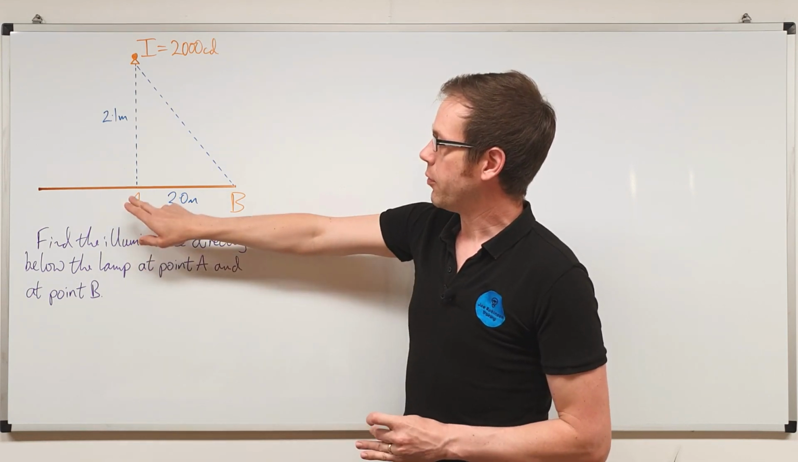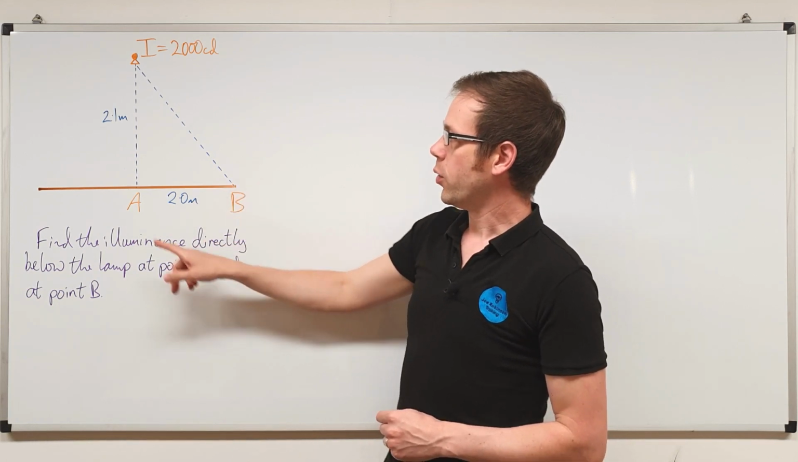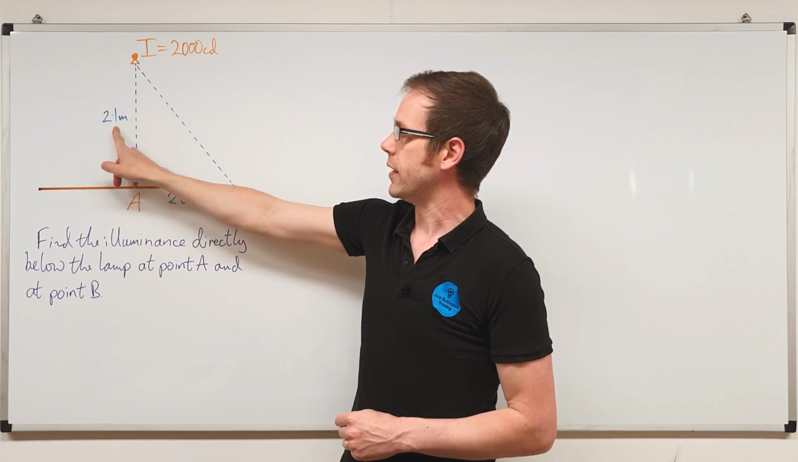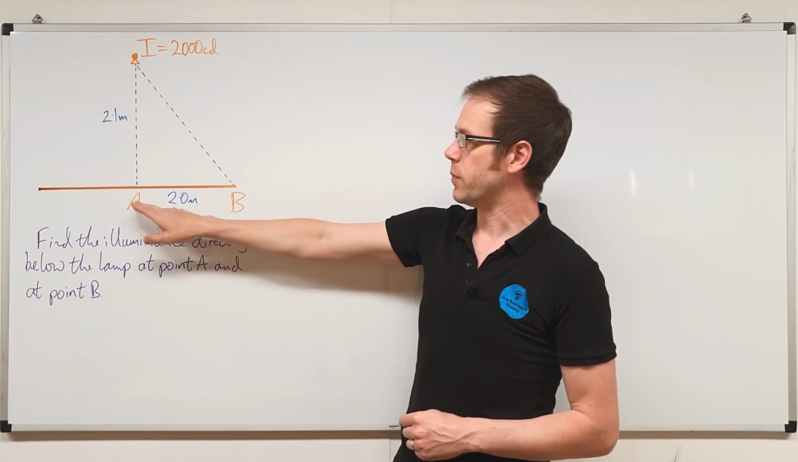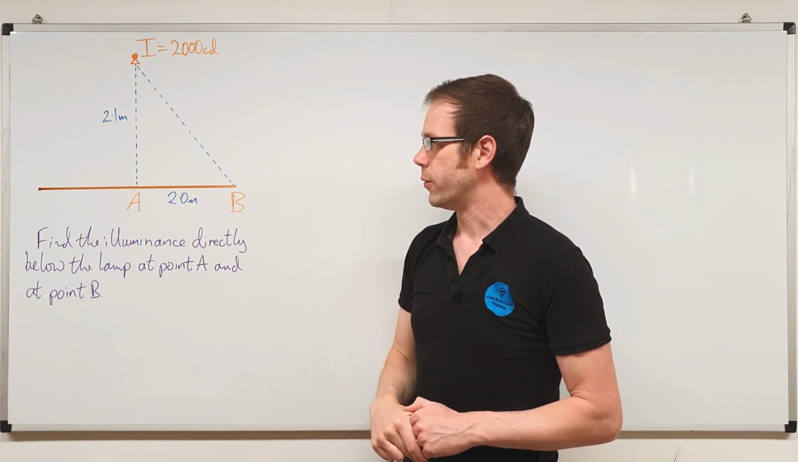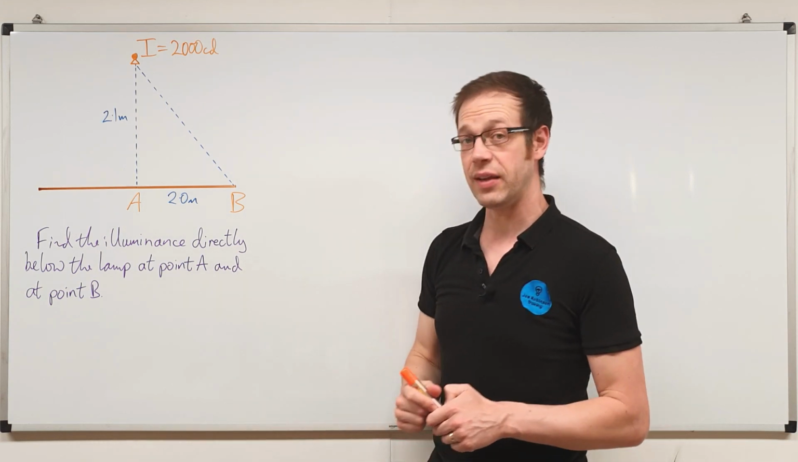So we want to find out what the light level is at point A and what the light level is at point B. We've got two values for length here. We've got the height that the fitting is mounted at, 2.1 meters, and we've also got the distance between point A and point B, which is 2 meters. So we need to start working out how we're going to do this. So let's do the easy bit first.